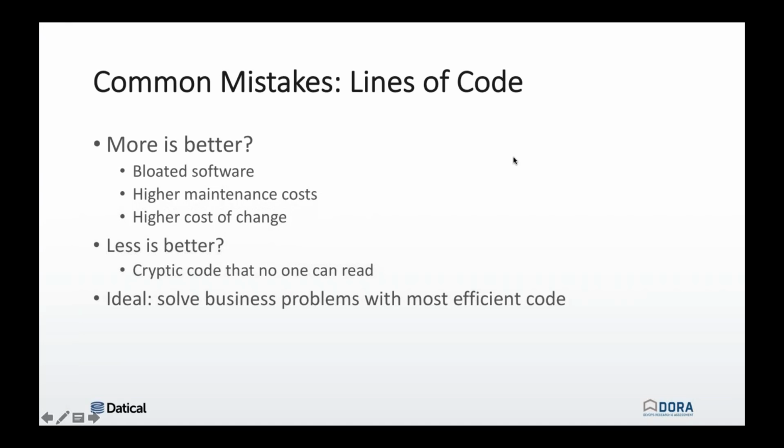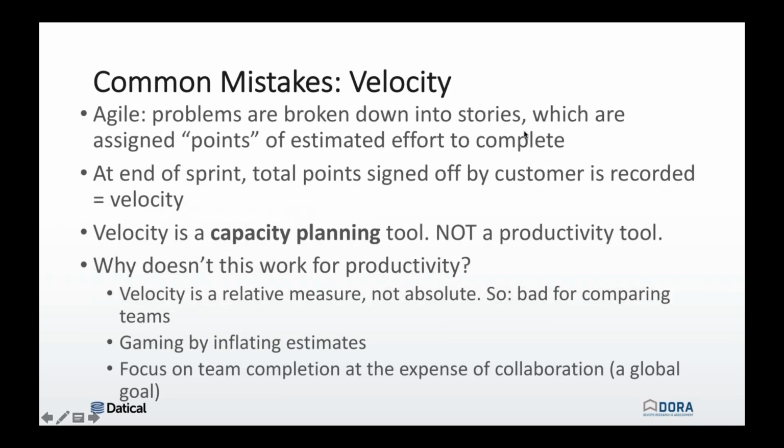Next up, we have velocity. Now, a lot of people use velocity as a productivity metric. This is for those of us who are not familiar with velocity. In Agile, problems are broken down into stories. Stories are assigned points of estimated effort, okay? And then the team completes these points of effort and the customer signs off on the accepted points of work. And then moving forward, those points are used to estimate how much work a team can get done. So it's a capacity planning tool, right? It should not be a productivity tool.